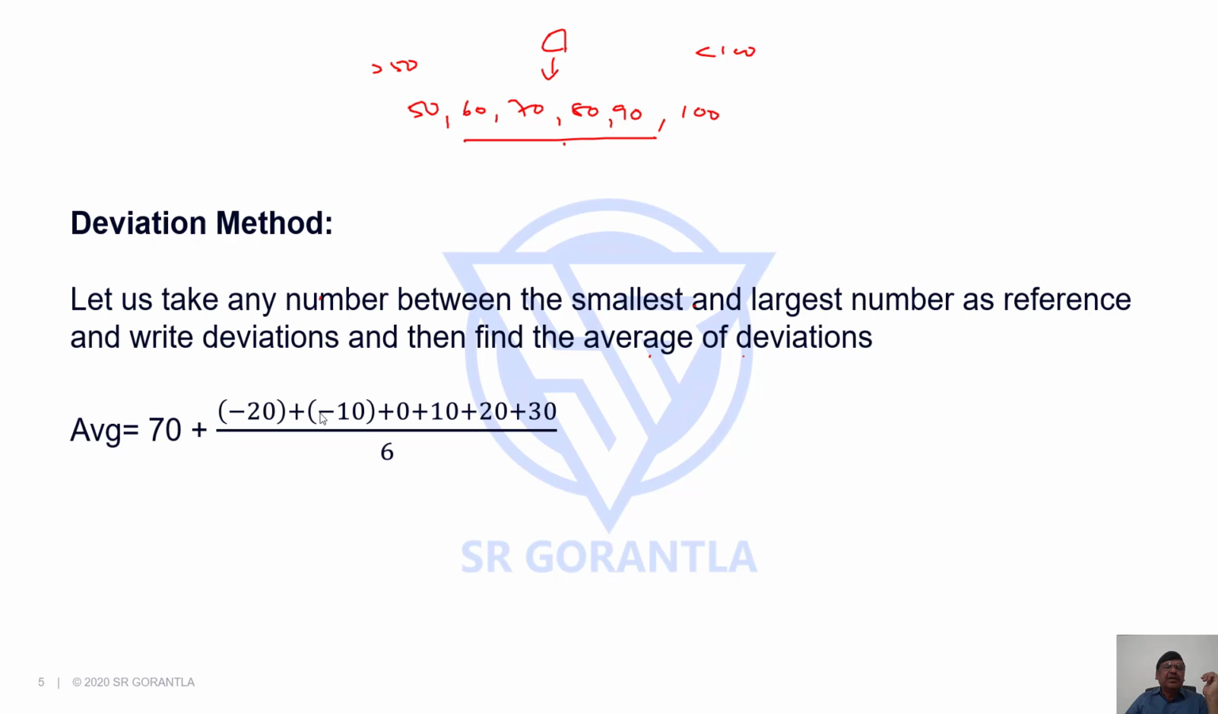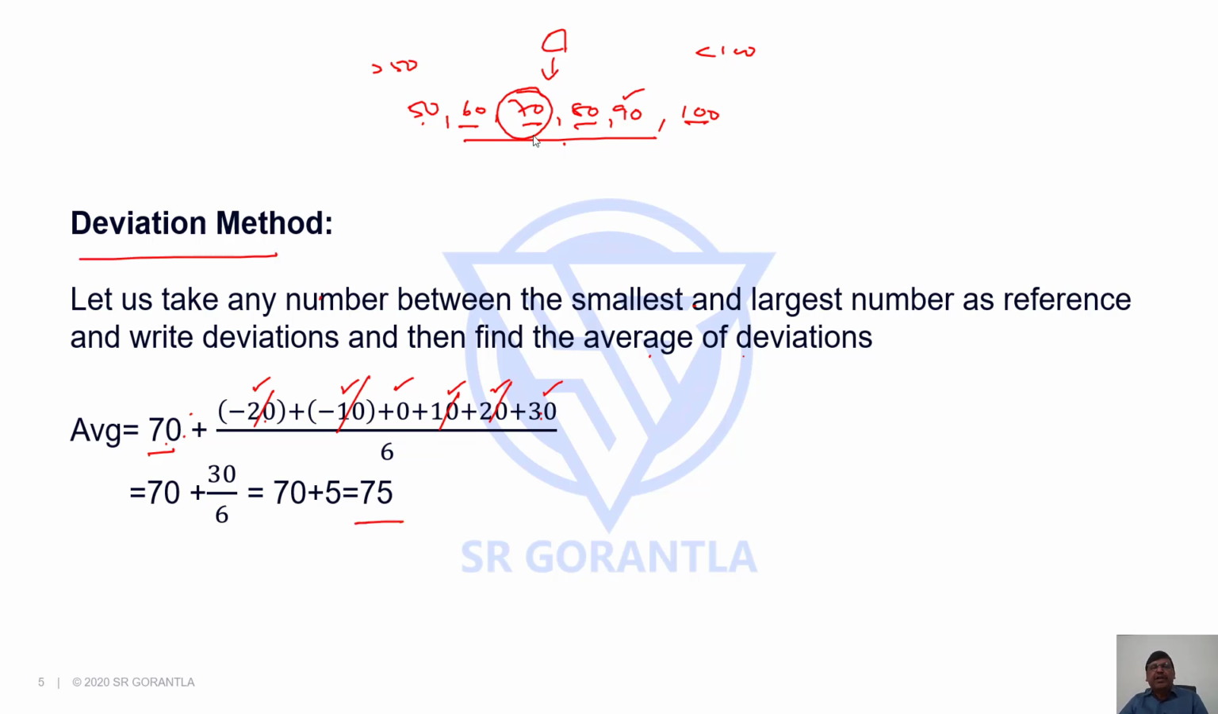For example, if I take 70 as reference, what happens? This 50 is 20 less than 70, so minus 20. 60 is 10 less, minus 10. 70 has no deviation from the reference, 0. This 80 is 10 more than 70, so plus 10. This 90 is 20 more, plus 20. This 100 is 30 more. Why do we write like this? So that you don't have to do big addition. Negative numbers and positive numbers get cancelled. You are left with only 30. 30 by 6 is 5. So 70 plus 5, 75 is the average. This is the deviation method.